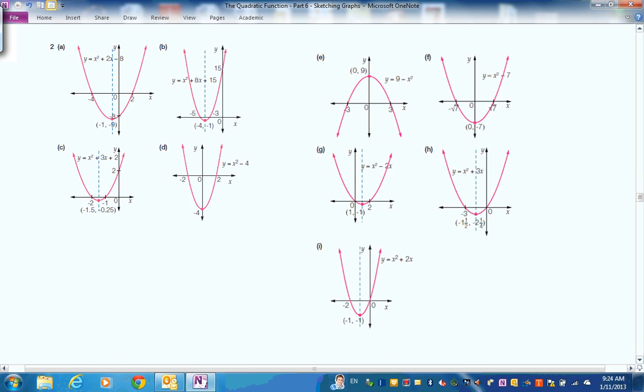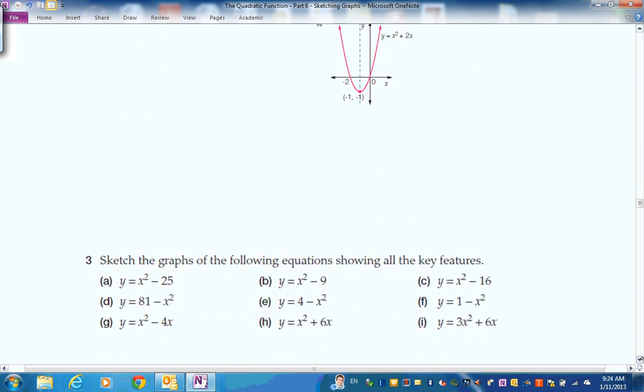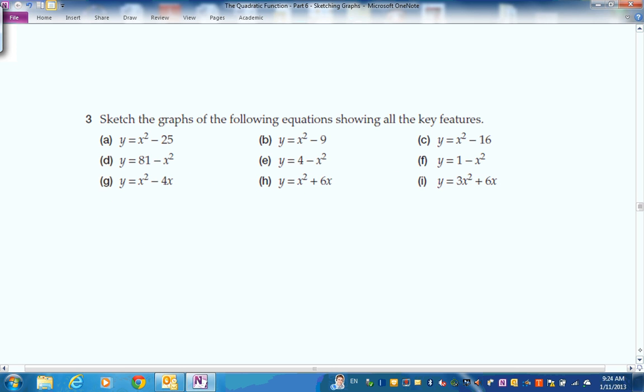Okay, to that bundle, so you actually have to complete the square first to get these turning points here, or vertices. Okay, let's go on. Sketch the graph showing all the key features.